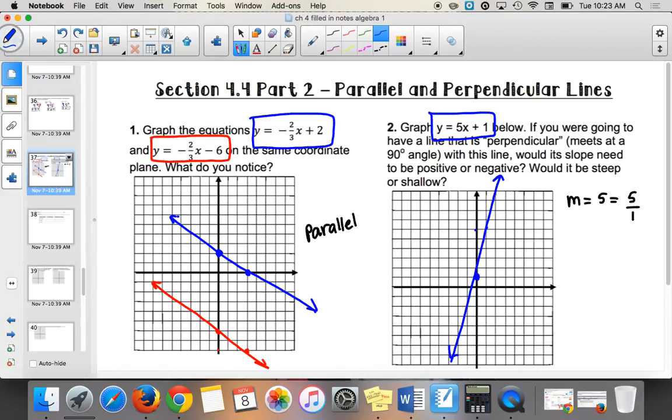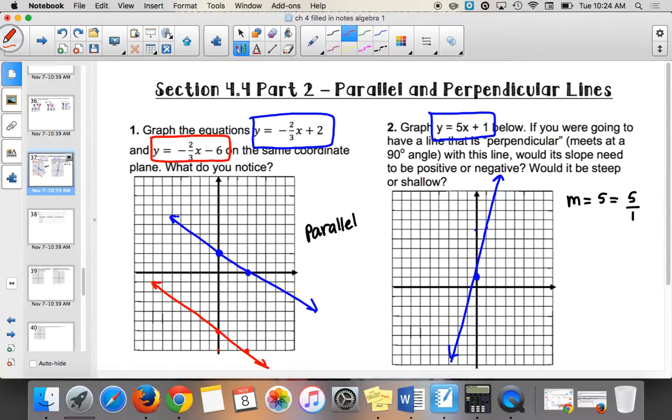Would it need to be steep or shallow? Yeah, it'd have to be the opposite. So this one's super steep. So if I drew one that was also super steep but negative, that doesn't help us. That doesn't look like a 90-degree angle here, does it? Do you guys get that? Okay, so I basically need it to be the opposite. I need it to be a negative slope, but instead of being steep, it needs to be very, very shallow. Okay, any guesses as to what the slope will be? Does any of you know already?